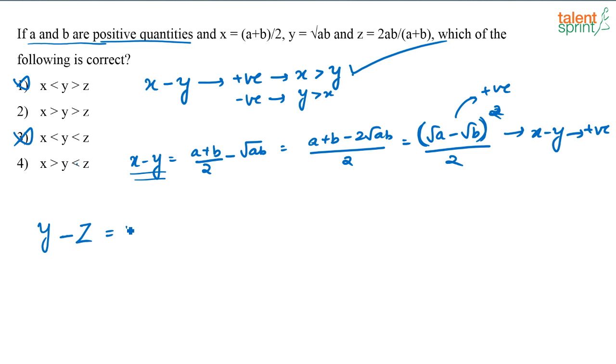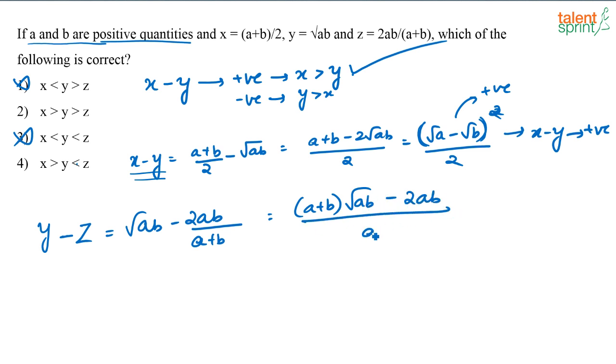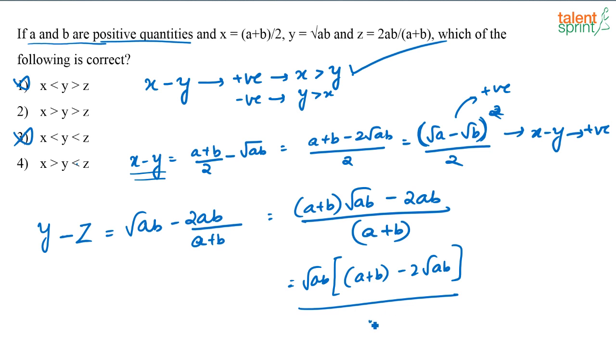What is y minus z? Root of ab minus 2ab by (a plus b). So simplify this, what will you get? You can take root of ab outside. If you take it outside, you will have (a plus b minus 2 root ab), which you already know is nothing but (root a minus root b) the whole squared.